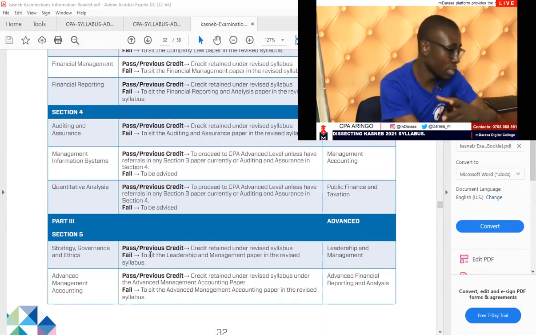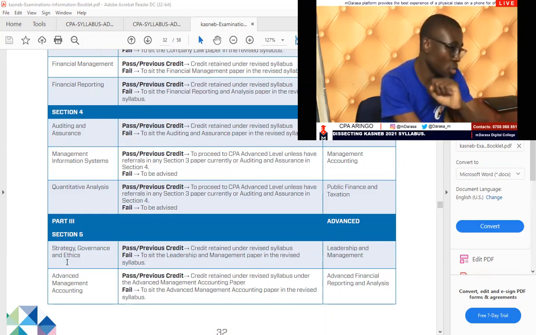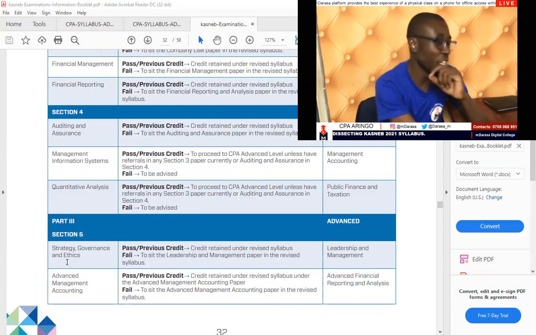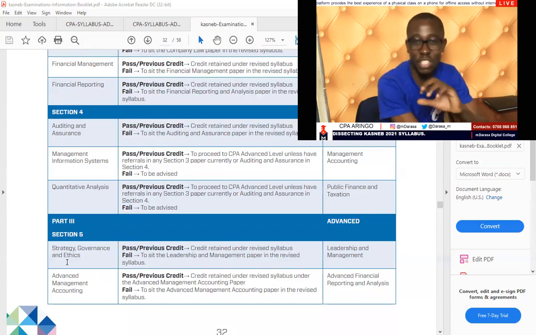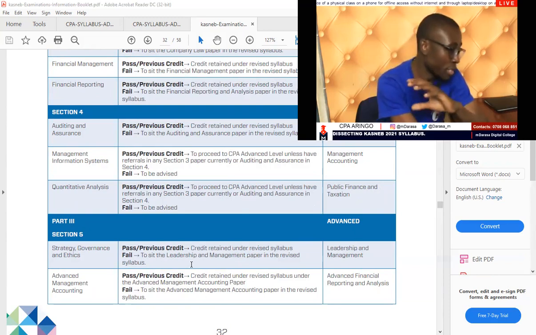Certain unit, say like SG, you're going to retain that credit. And in the event that probably you have failed other units, you're not going to redo leadership and management. But if you did your SG, which initially you used to term as SALGA, if you have failed SGE, that means that you are going to do what? You are going to do leadership and management. You're not going to do SG.